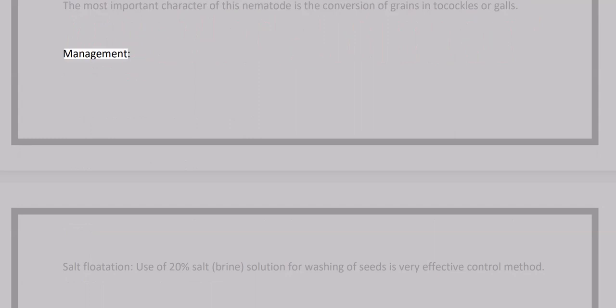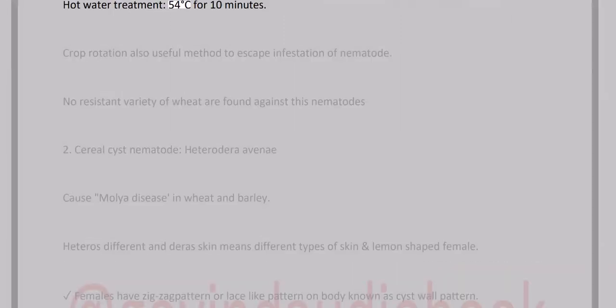Management. Salt flotation: use of a 20% salt brine solution for washing of seeds is a very effective control method. Hot water treatment: 54 degrees Celsius for 10 minutes. Crop rotation is also a useful method to escape infestation by the nematode. No resistant variety of wheat is found against this nematode.